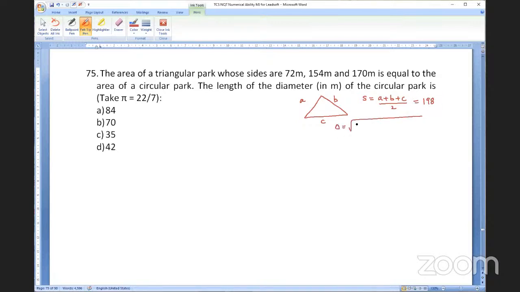Area is root over S into S minus A into S minus B into S minus C. So that will give us 198 into 198 minus 72, 126, into 198 minus 154 will give 44, into 198 minus 170 will give us 28. Okay. So 198 divided by 28, what are we getting now?